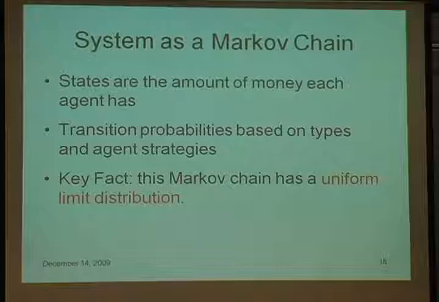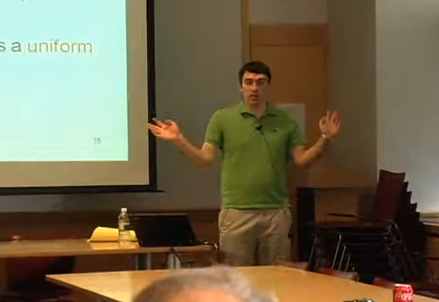A key fact about the Markov chain, at least in this very simple case, is that it has a uniform limit distribution. That means in the limit, each state, where a state tells you how much money each person has, is equally likely. So if you look at the system at some long time off in the future, any allocation of money to people is equally likely.